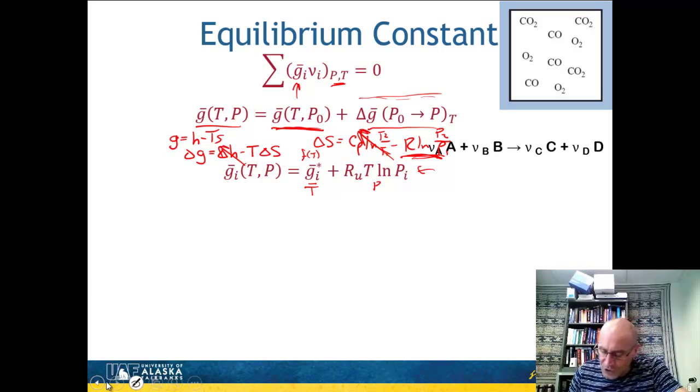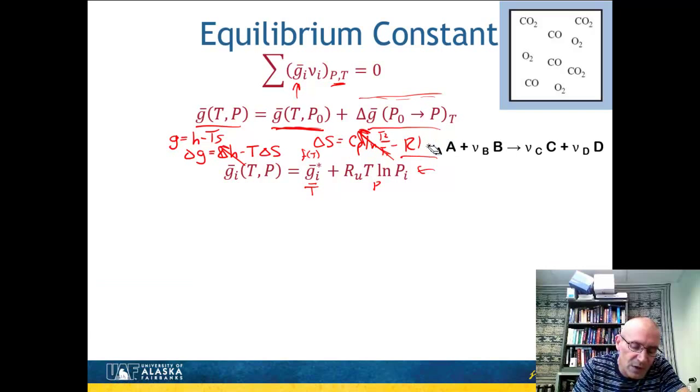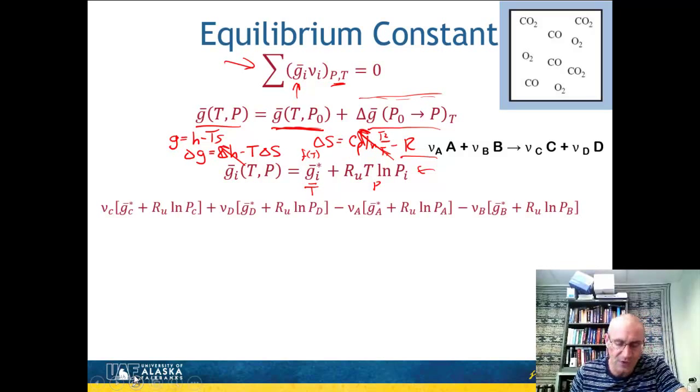So let's go back to this generic equation that we had. Let me clean that up a little bit. Remember, this is that generic equation we used before, where we just had A and B reacting to C and D, and we've got the stoichiometric coefficients of each. We're going to use this generic equation and plug it into our equilibrium condition up at the top. So this is what we're going to have.